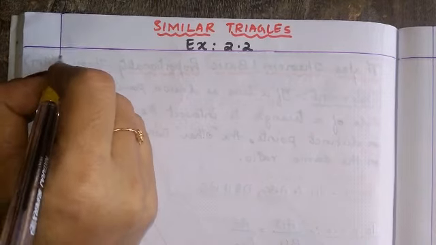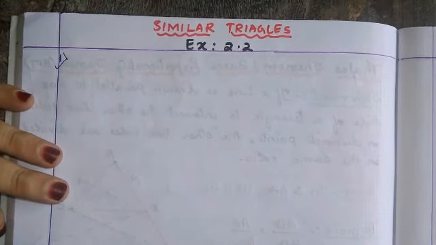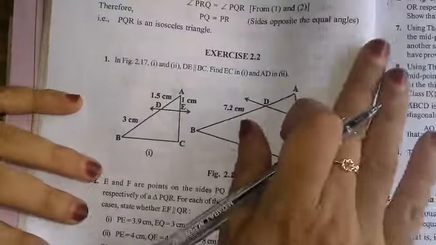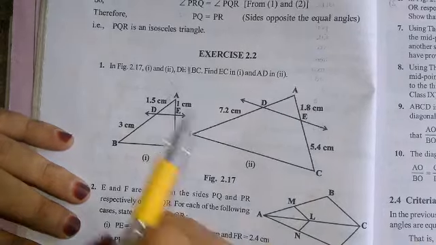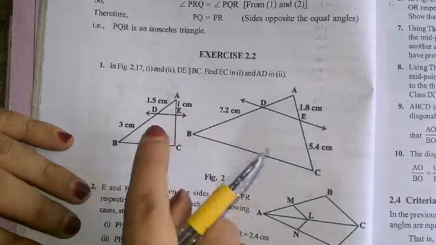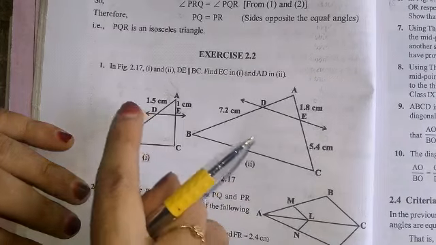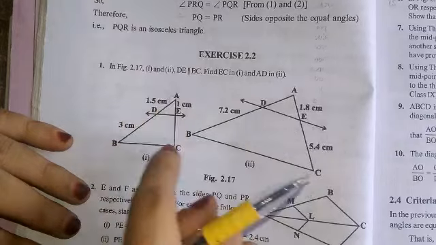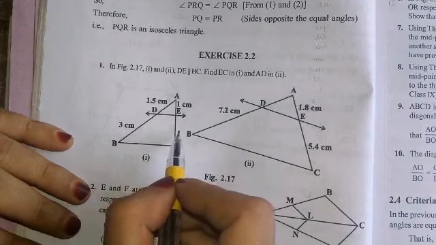So first, question number 1. Everyone, see in your textbook; also open your textbook while watching this video. In figure 2.17 there are two figures, and I am doing the first one now. In triangle ABC, DE is parallel to BC. Find EC, they have told.